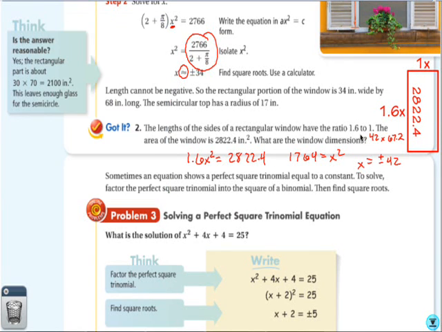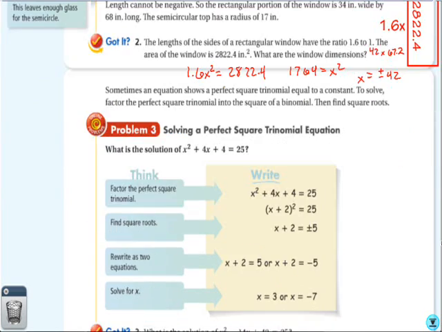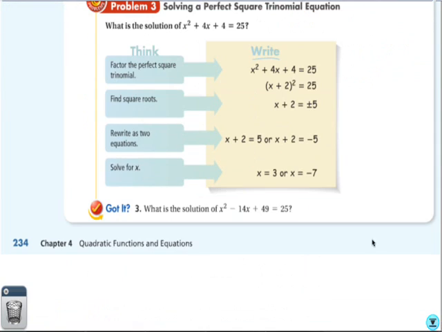Let's take a look at solving a perfect square trinomial equation. So what is the solution of x squared plus 4x plus 4 equals 25? Here's how we do this. We can factor x squared plus 4x plus 4, and we get x plus 2 squared. We can take the square root of both sides, and that gives us x plus 2 over here, and then plus or minus 5.